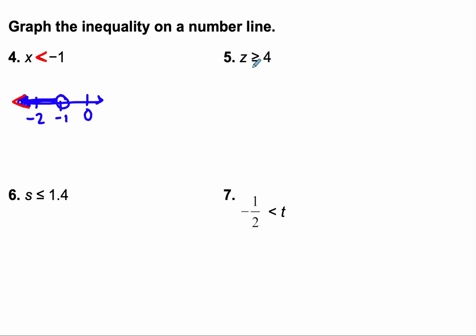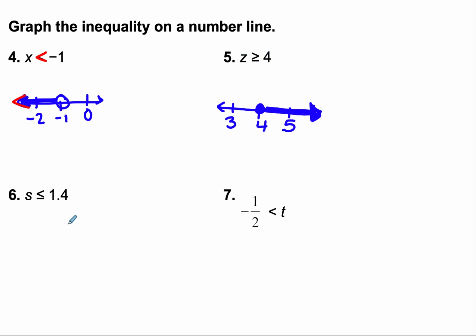All right, z is greater than or equal to 4. Gotta set up that number line. 3, 4, 5. Closed circle, it can equal 4. Shade to the right. These are the numbers that are greater than 4. We're shading in our possible solutions. If I put in 5, it would be true. 5 is greater than or equal to 4.